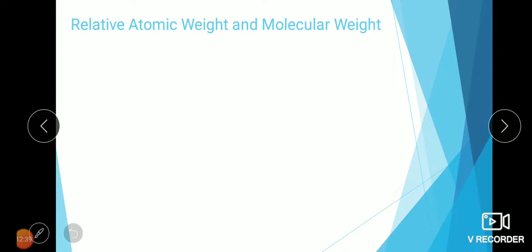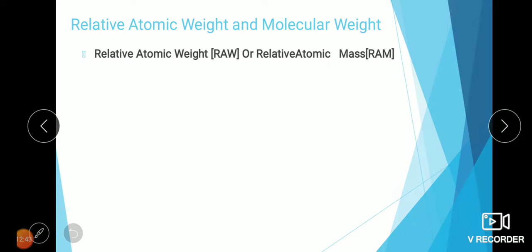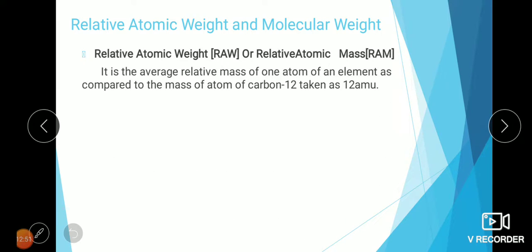Now comes the terms relative atomic weight and molecular weight. What is relative atomic weight? Relative atomic weight is also known as relative atomic mass. It is the average relative mass of one atom of an element as compared to the mass of an atom of carbon-12 taken as 12 AMU.